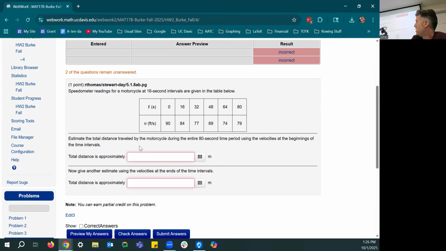So what's it say here? Speedometer readings for a motorcycle at 16-second intervals are given in the table below. So at time 0, the velocity is 90 feet per second. At time 16 seconds, it's 84 feet per second, and so on. After 32 seconds, 77 feet per second. Seems pretty fast. Yeah, 60 miles per hour is 88 feet per second. I guess it's not that fast for a motorcycle, right? It's okay. Here you're going a little under 60, here you're going a little over 60.